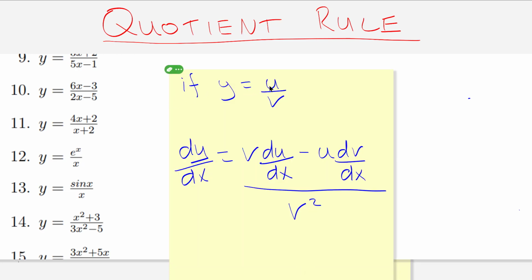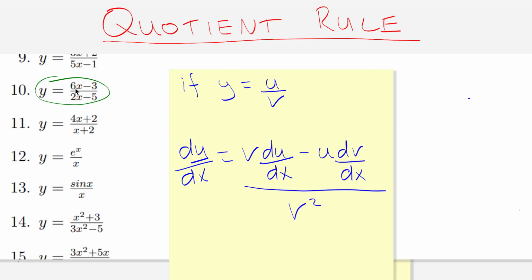If y is equal to u divided by v, then dy/dx will equal v times du/dx minus u times dv/dx, all over v squared. So this is the quotient rule. So I will go through this example here, question 10.